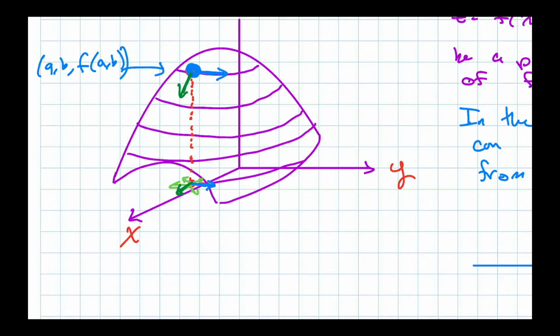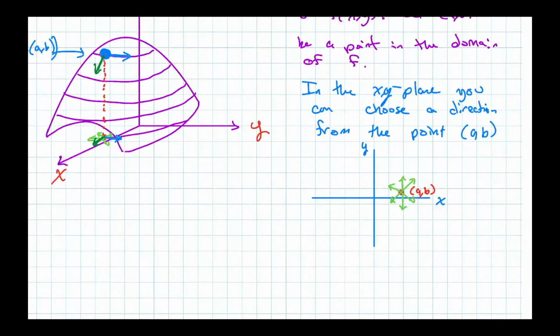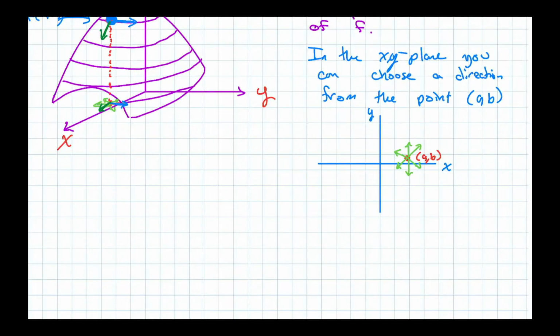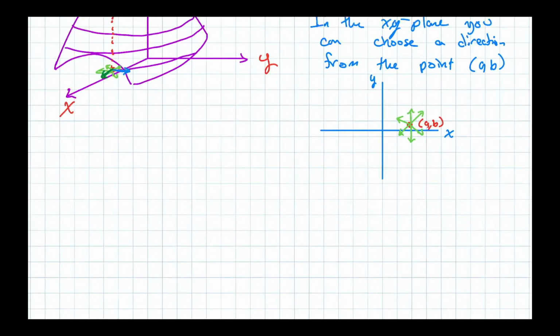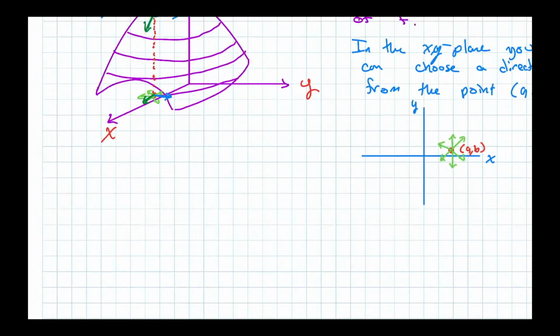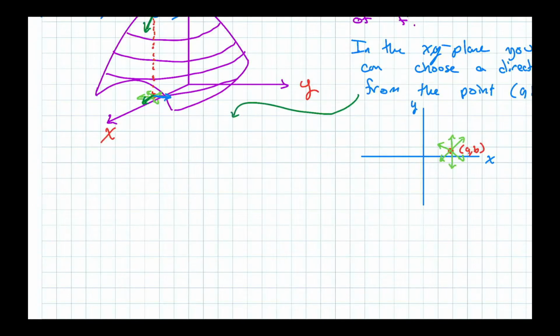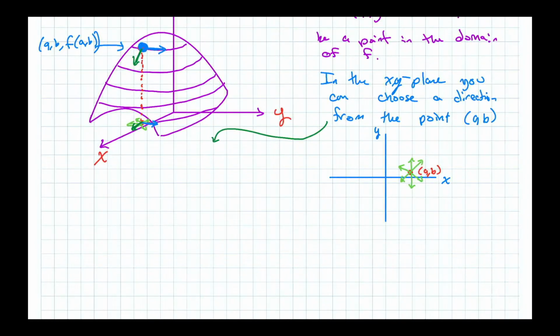That slope that you're going to calculate is what the directional derivative is going to be. So in the xy plane, you choose a direction from that point, right? And how does that work? The way we do it is I'm going to continue on in blue, because that's what we were using. So you can choose a direction.